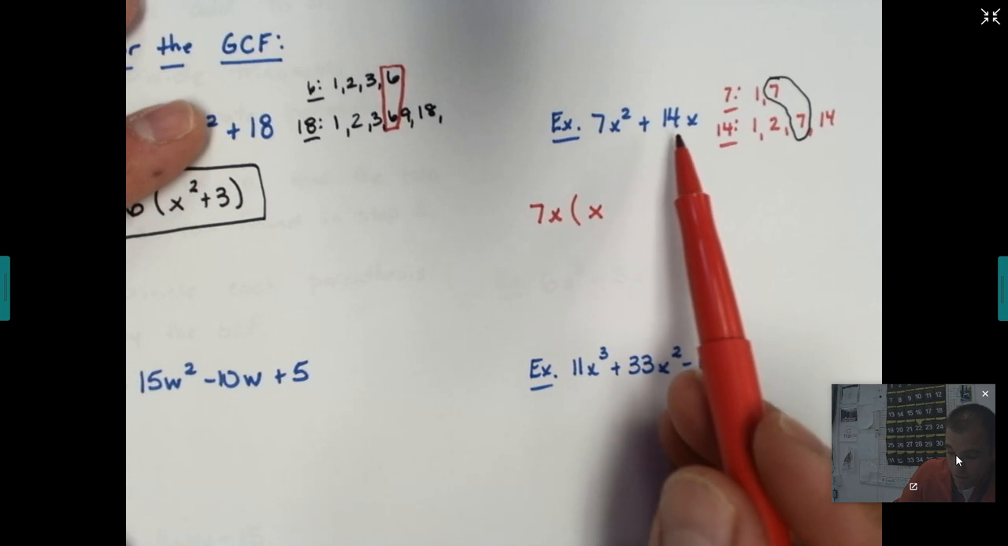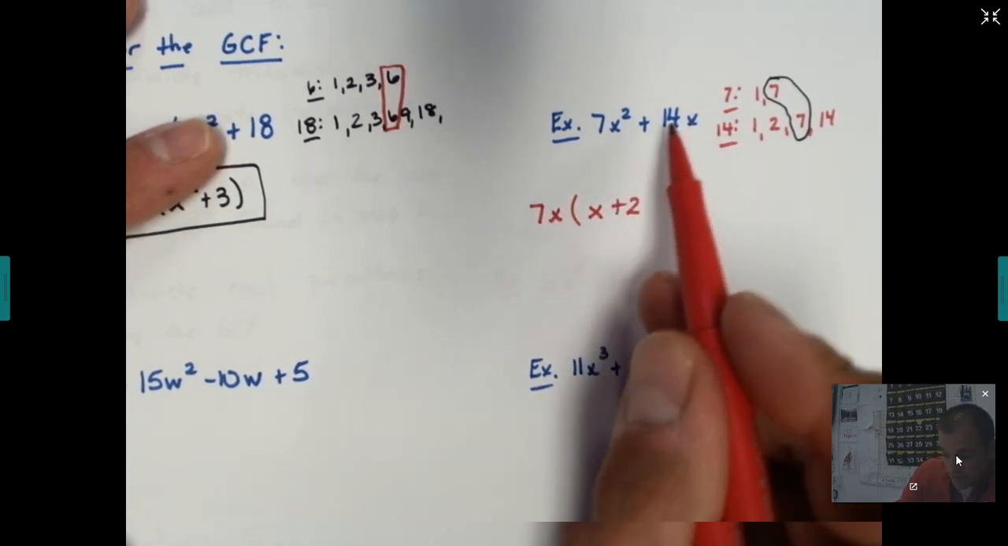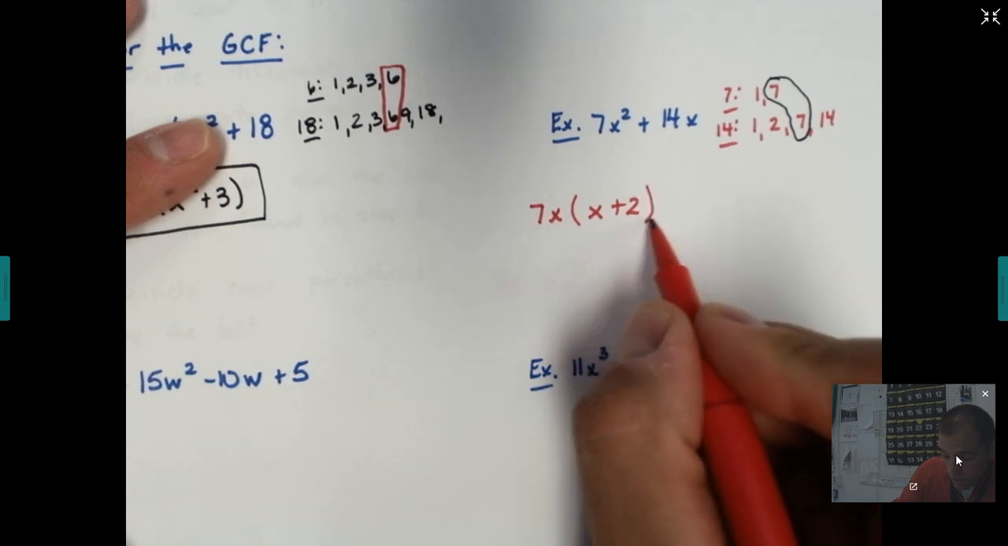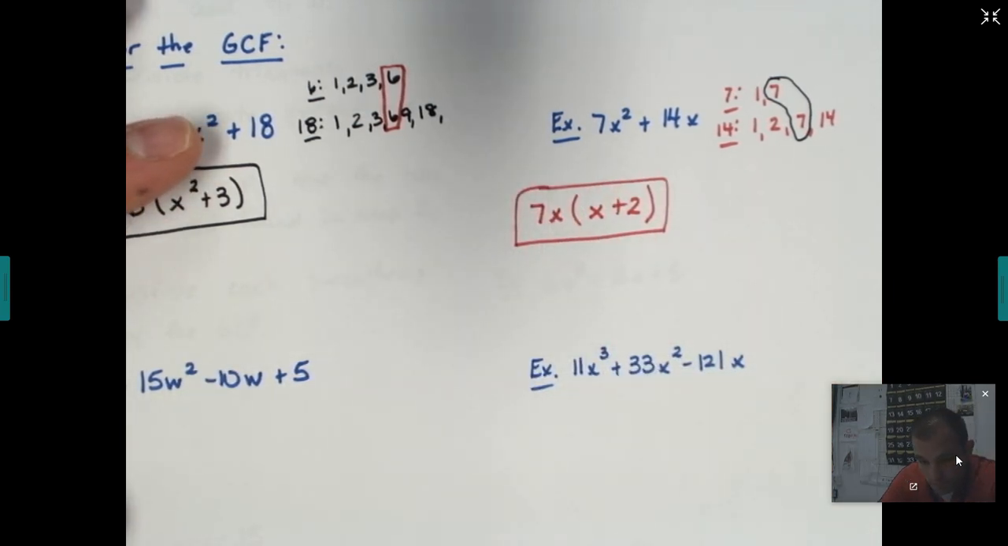Doesn't change anything. 14 divided by 7 is 2. I had an x, I took the x away, so I don't have any left. There's our final answer. Okay? So start with the numbers, then go to the variables. And you do this for every problem the rest of this chapter.